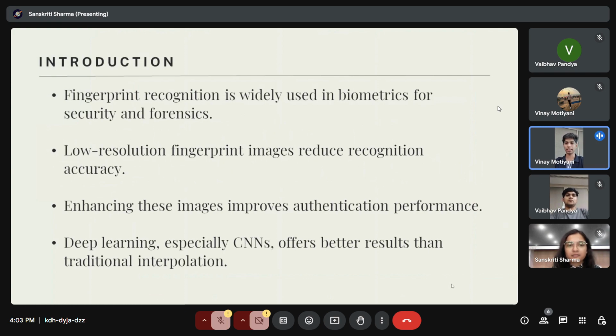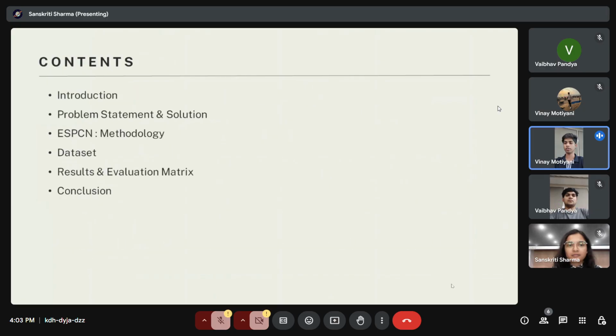In this presentation, I will walk you through what super resolution is, how ESPCN works, and why it is particularly effective for fingerprint enhancement. We will also take a look at some results and discuss how this technology can make real world impacts in areas like forensics, security, and digital identity verification.